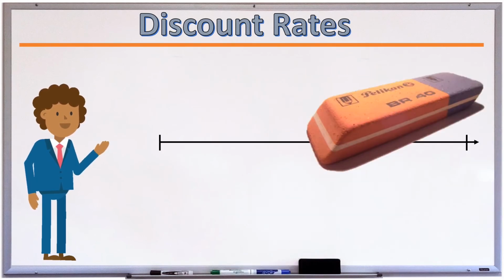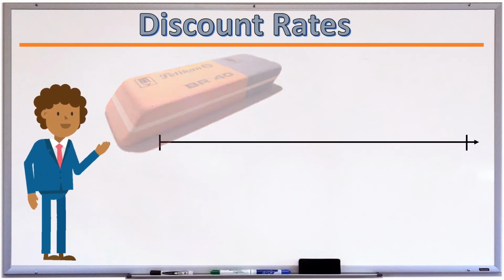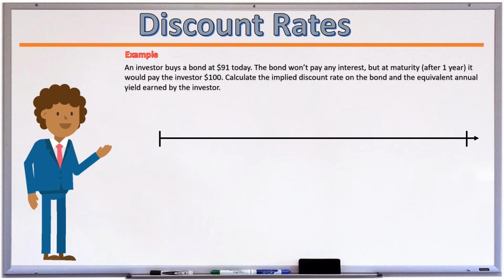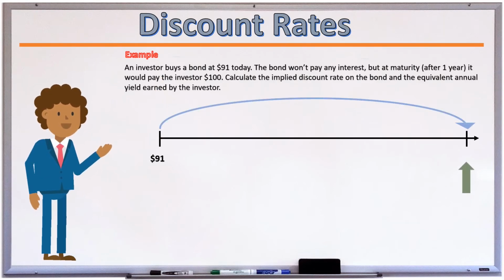Let's illustrate this by means of an example. An investor buys a bond at a cost of 91 Rand or $91 today. The bond will not pay any interest during its tenor, but at maturity it would pay the investor 100 Rand or $100 at the end of 1 year. Calculate the implied discount rate on the bond and the equivalent annual yield earned by the investor.